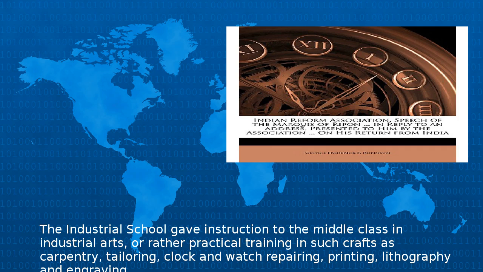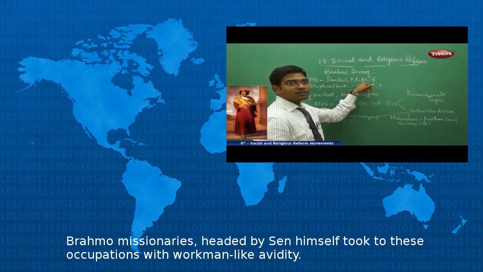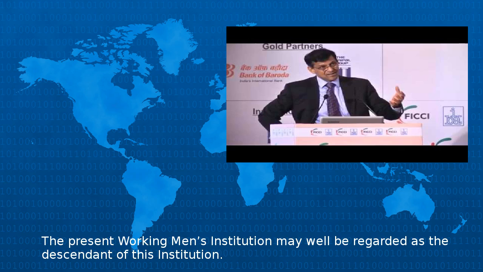The Industrial School gave instruction to the middle class in industrial arts, or rather practical training in such crafts as carpentry, tailoring, clock and watch repairing, printing, lithography and engraving. Brahmo missionaries, headed by Sen himself, took to these occupations with workman-like avidity. The present Working Men's Institution may well be regarded as the descendant of this institution.